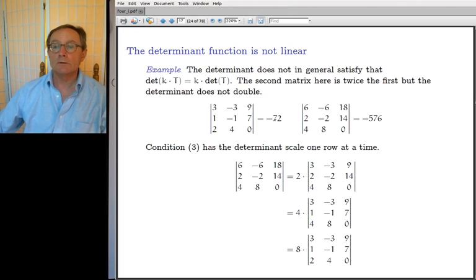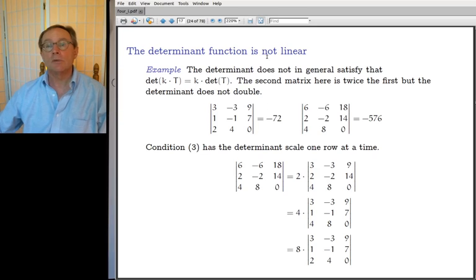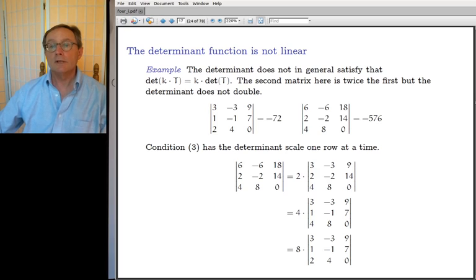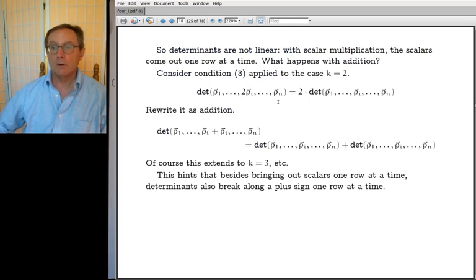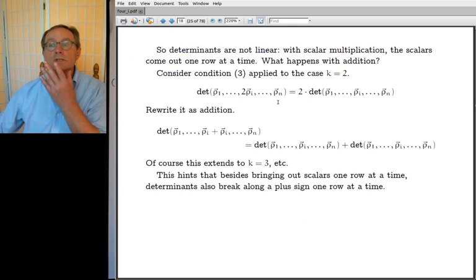So in fact, what's the relationship between these two numbers? Well, this one is 8 times that. So the lesson is the determinant function is not linear. Instead, it's one row at a time. These k's come out one row at a time. Determinants are not linear. With scalar multiplication, the scalars come out one row at a time.